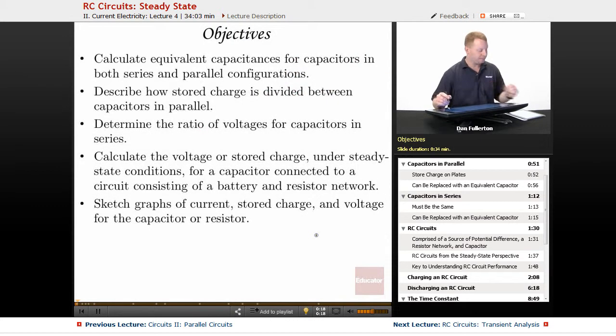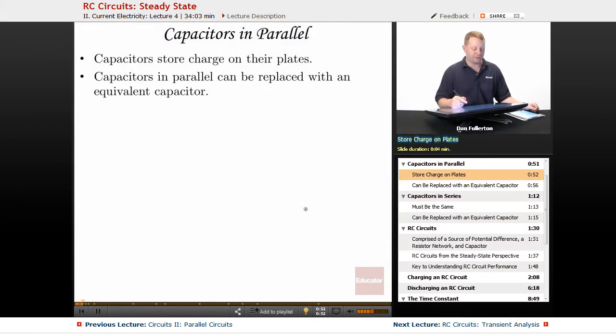So our objectives include calculating equivalent capacitance for capacitors in series and parallel configurations. We've done that before, we're just going to review it a little bit. Describe how stored charge is divided between capacitors in parallel. Determine the ratio of voltages for capacitors in series. Calculate the voltage or stored charge under steady-state conditions for a capacitor connected to a circuit consisting of a battery and resistor network. And finally, sketch graphs of current, stored charge, and voltage for the capacitor or resistor in one of these RC circuits.